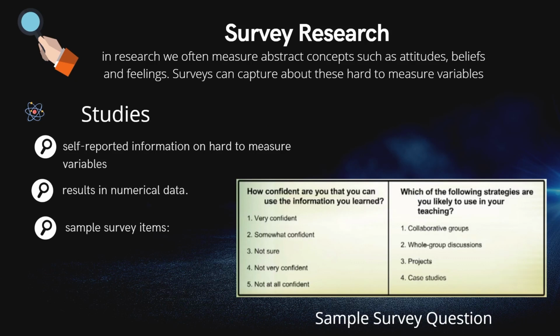In research, we often measure abstract concepts like attitudes, beliefs, and feelings. So these are very hard to measure. However, you can conduct surveys in order to capture these hard to measure variables. So what do you do with a survey? You create an instrument that will try to measure these abstract ideas or concepts that we have mentioned a while ago, which include attitudes, beliefs, and feelings, right? So this is usually self-reported information. So it is the person himself or herself who supplies the information, right?